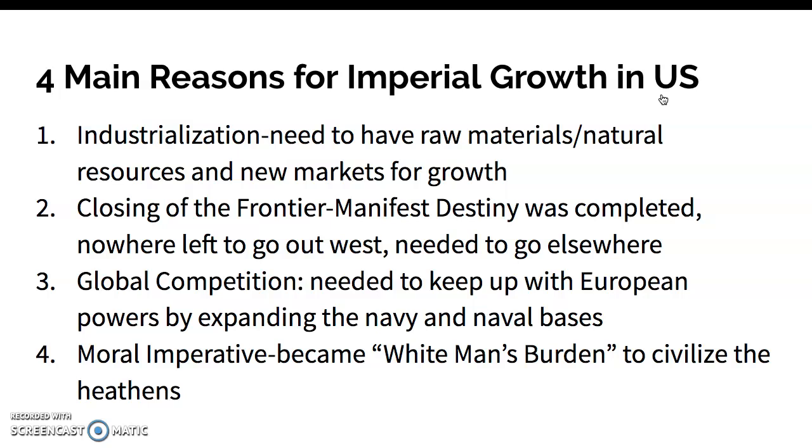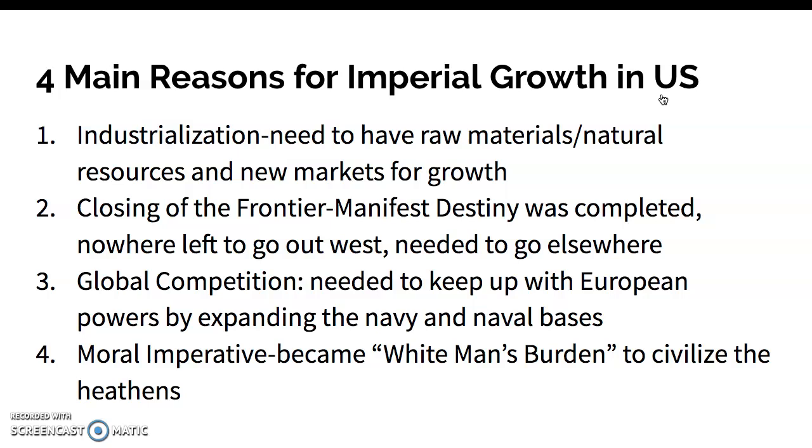And then number four, and I don't want to say this list is in order of importance, but in terms of the grand scheme of things, this one's probably down here. Moral imperative. It was our burden as a civilization to civilize the quote-unquote heathens. Now, that's not necessarily my viewpoint, but that was the viewpoint at the time.